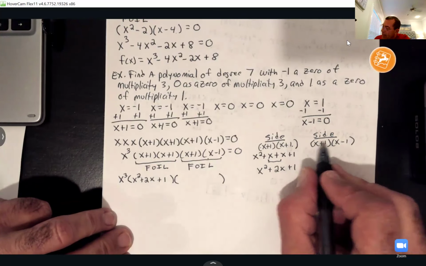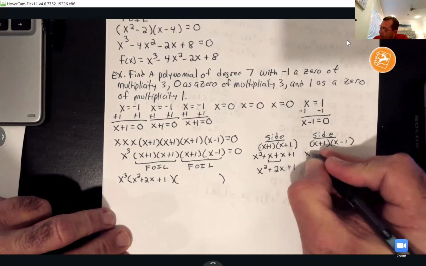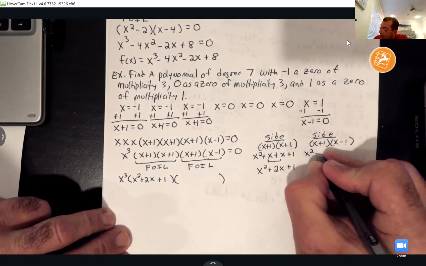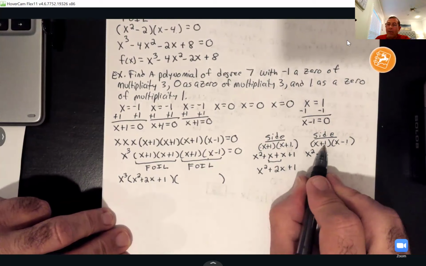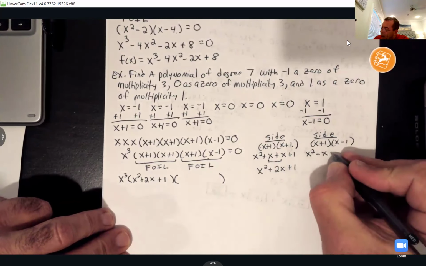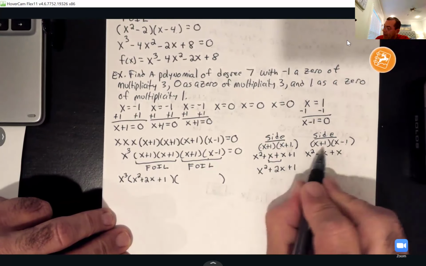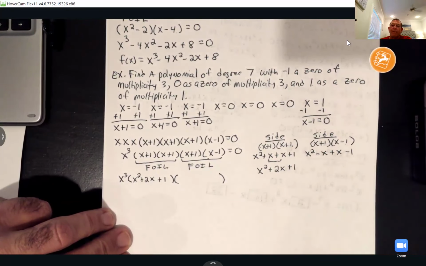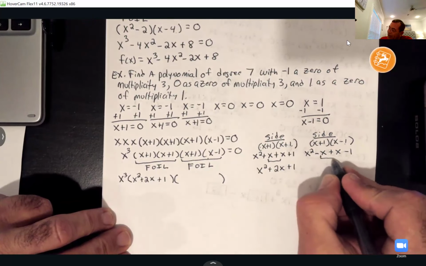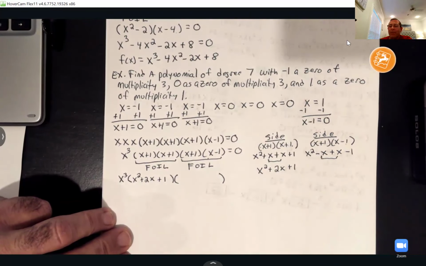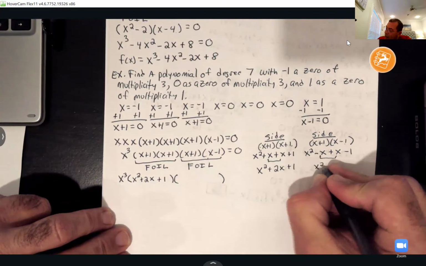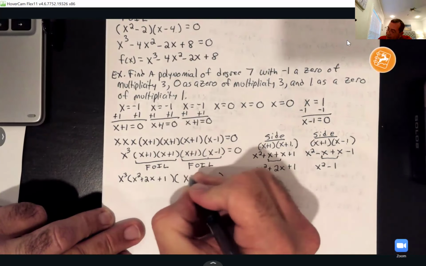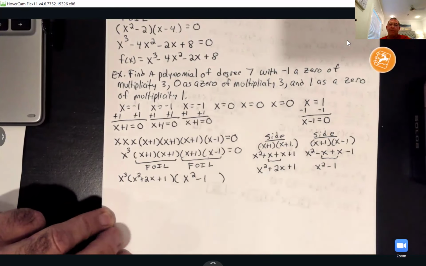So watch this. X times x is x squared. X times negative 1 is a negative x. 1 times x is a positive x. And then that 1 times negative 1 is a negative 1. But y'all look here. Those are canceling, right? So that I end up with an x squared minus 1. So that's going in my second parentheses.